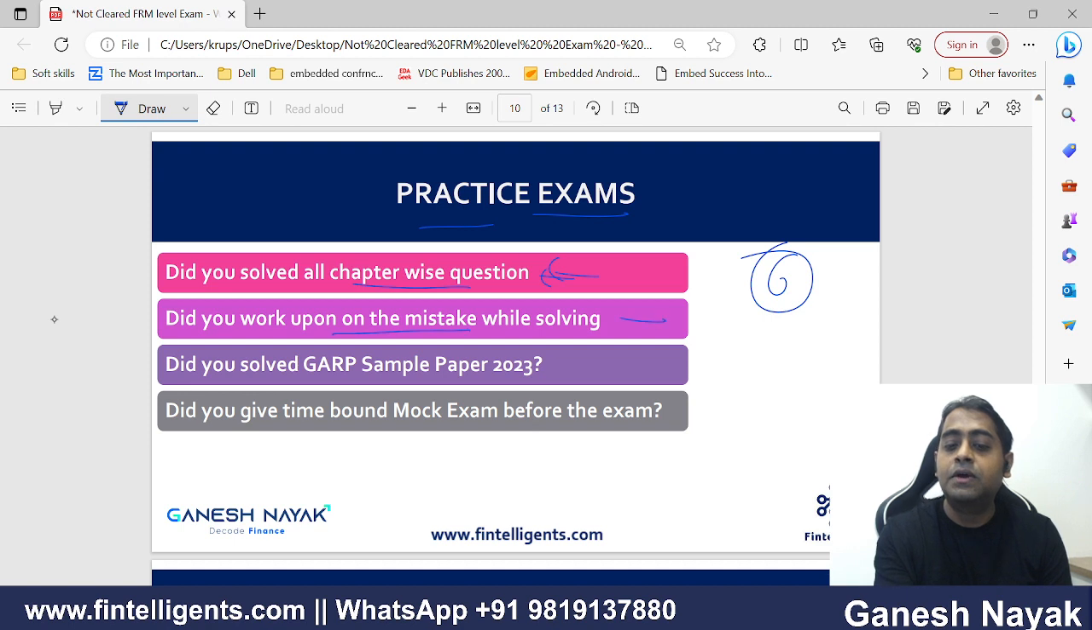When I was solving the question bank, did I analyze my mistakes and note them down so that I do not repeat those mistakes again? What was my learning from those chapter-wise questions? Did I solve the GARP sample paper in detail? Did I do the analysis of the sample paper? Because in the exam, what I've also seen is that some questions from the sample papers are directly there. They just change the numbers and ask a similar kind of question. Have you been able to solve that sample paper properly?